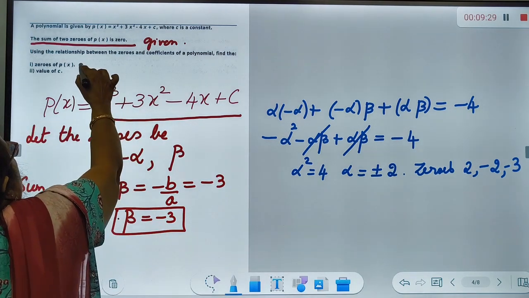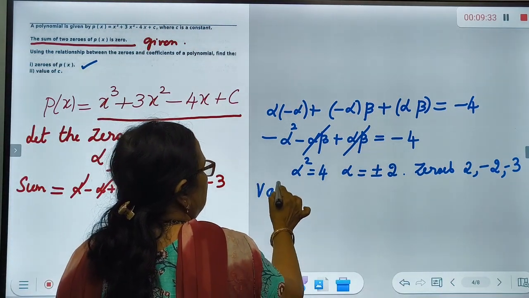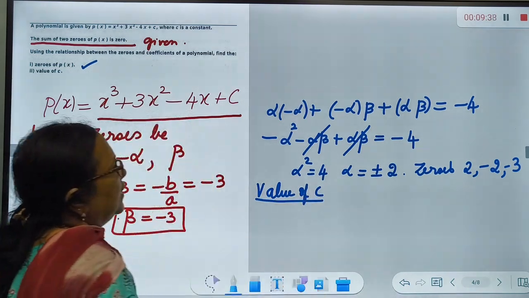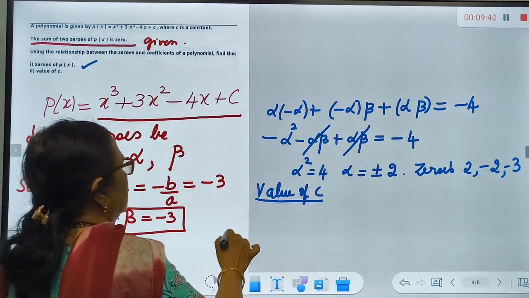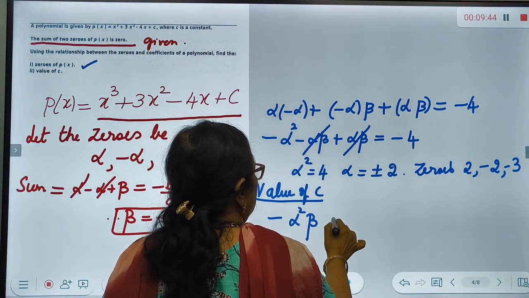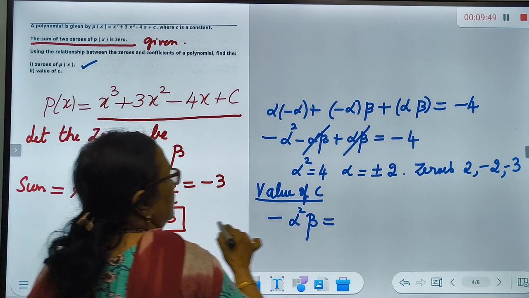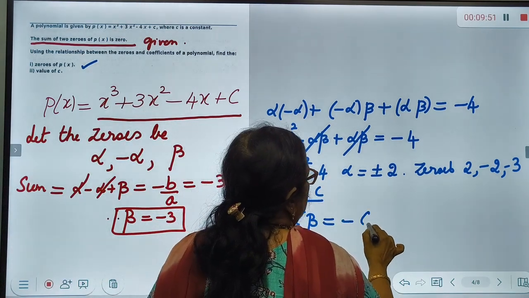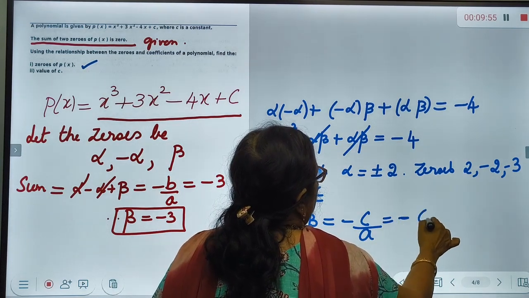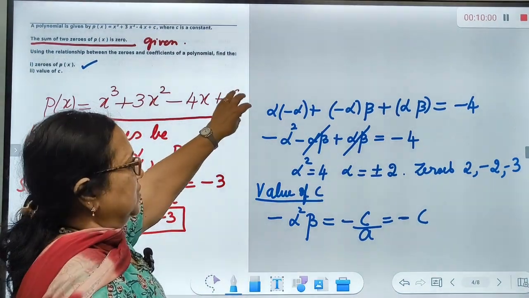So we have answered the first question. What is the second question? We have to find the value of c. Let us look at the product of the roots. Product is minus alpha square beta, equal to the constant term by the coefficient of x cube, minus c by a, which is minus c, because a is 1. This is the constant term, right?